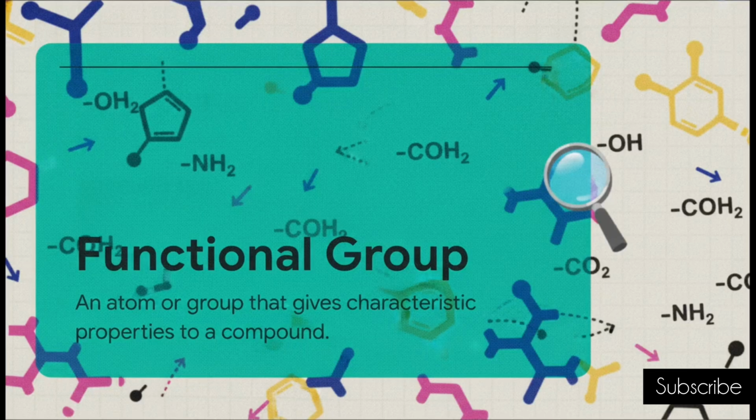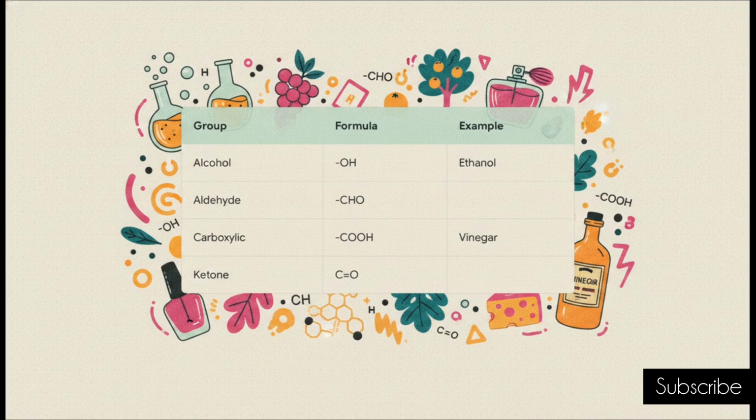But what if you want to change a compound's behavior entirely? That is where you add a functional group. Think of a functional group as a specialized software update for the molecule. It's an atom or a group of atoms that completely overrides the base structure and dictates exactly how the compound will behave chemically, no matter how long the main carbon chain happens to be. Here are the heavy hitters you definitely need to know.